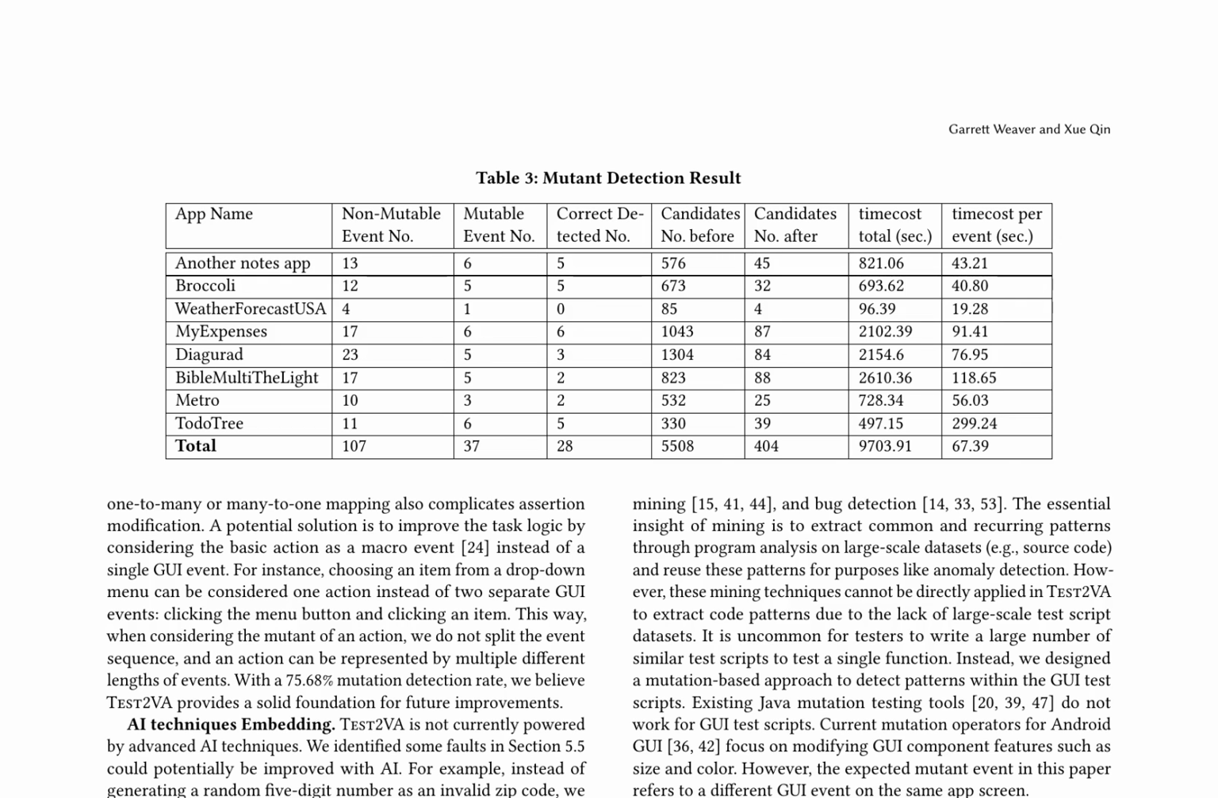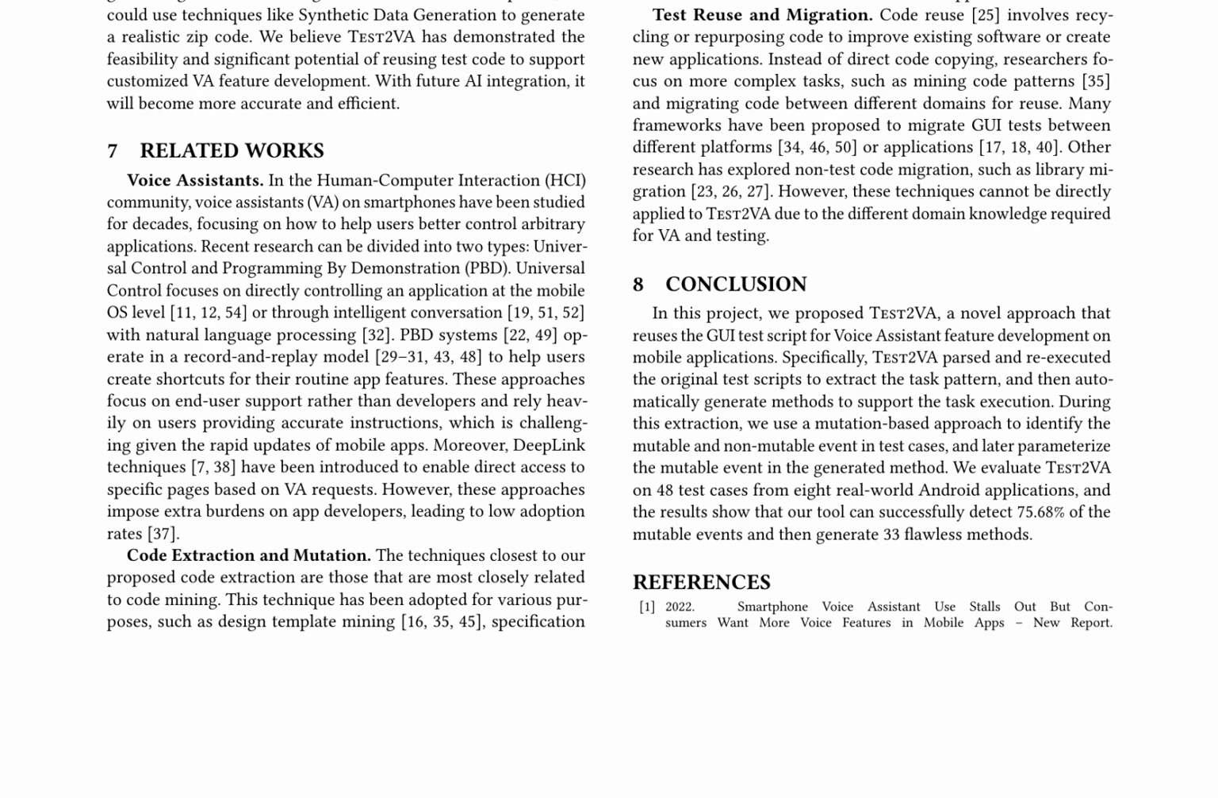The related work section discusses existing research on voice assistants, code extraction and mutation, and test reuse and migration. The authors highlight the limitations of current approaches, such as universal control and programming by demonstration, which focus on end-user support rather than developer support and rely on user-provided instructions. They also distinguish their approach from code mining and mutation testing techniques, which are not directly applicable to Test2VA.